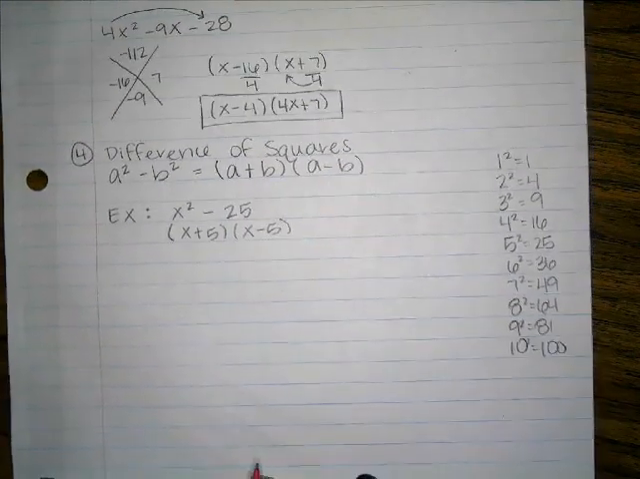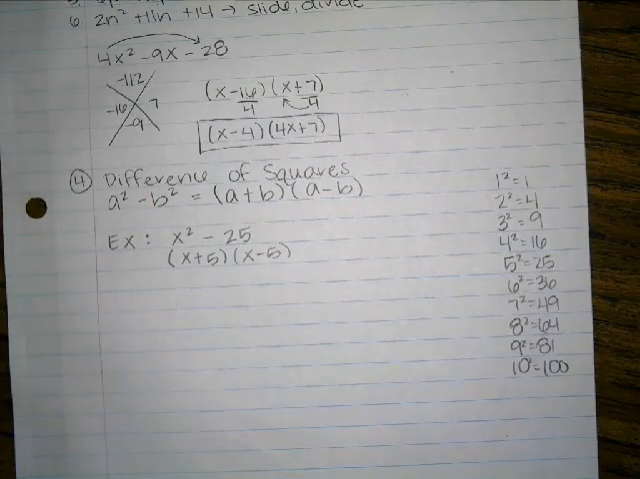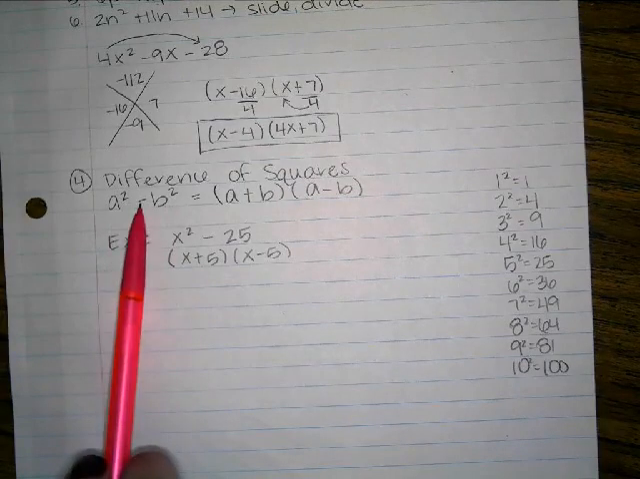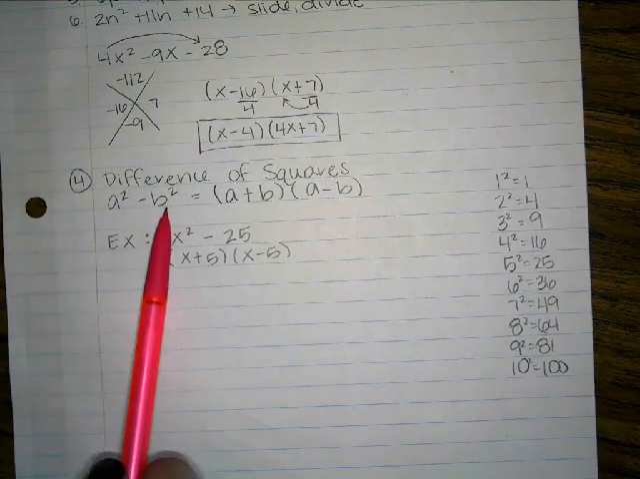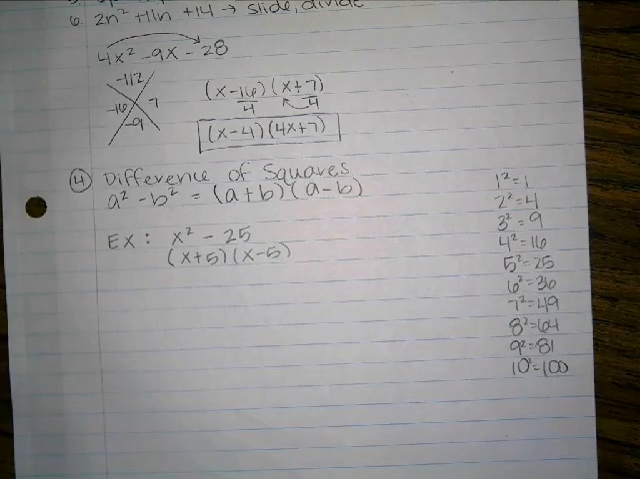This is called difference of squares, not sum of squares. So when we say difference, we mean in the math definition, difference means minus. So it has to be a minus sign. If it was a squared plus b squared, there's nothing you can do. If it said x squared plus 25, I would stop. I wouldn't even try to factor it because it cannot factor. It has to be a minus.